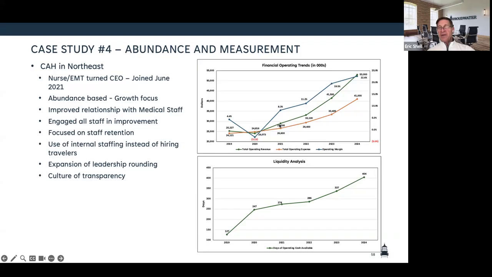And here's his operating revenue, the green line, and operating expense. They just announced a plan to build a brand new critical access hospital, which will be the first new facility in the state of New York. Here's their liquidity, so days of operating expense in their cash. And since he came on, their days in cash has gone just through the roof.